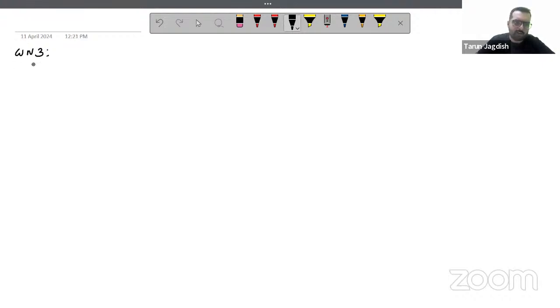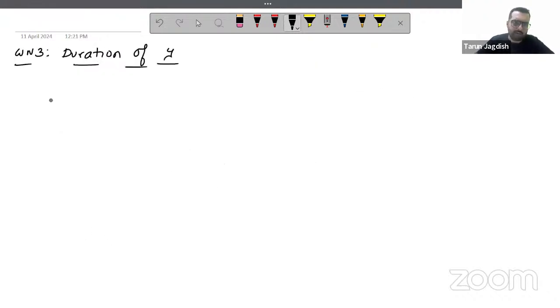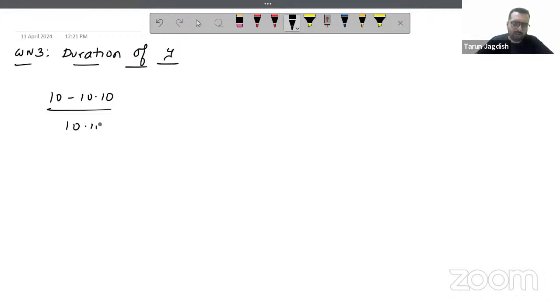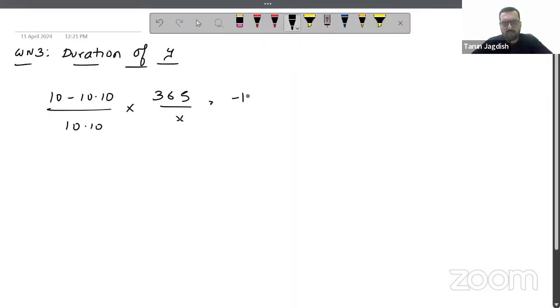So I'll write down the next working note, duration of Y. For Y again, I have to use the same equation. NAV1 minus NAV0, 10 minus 10.10, divided by 10.1, into 365 divided by X should be equal to, what is the yield given over here? Minus 11.66%.